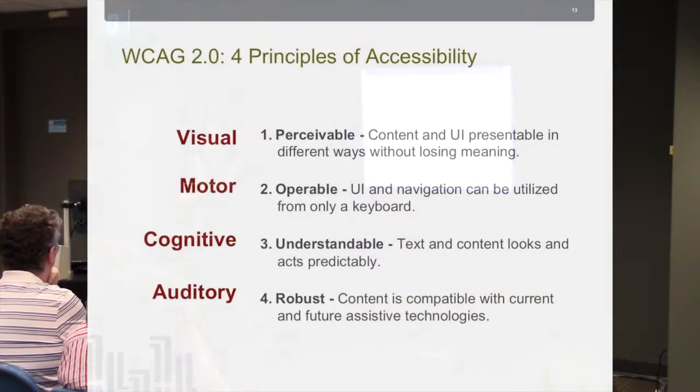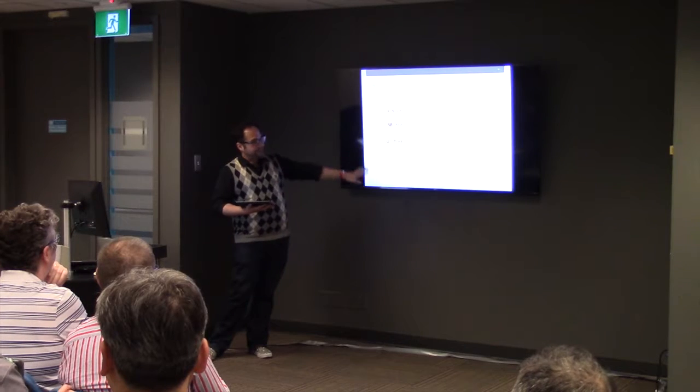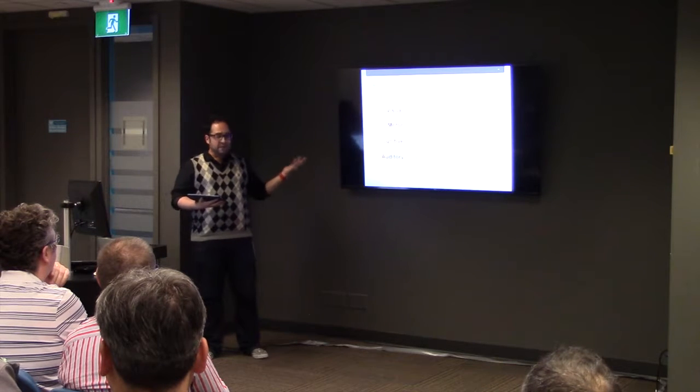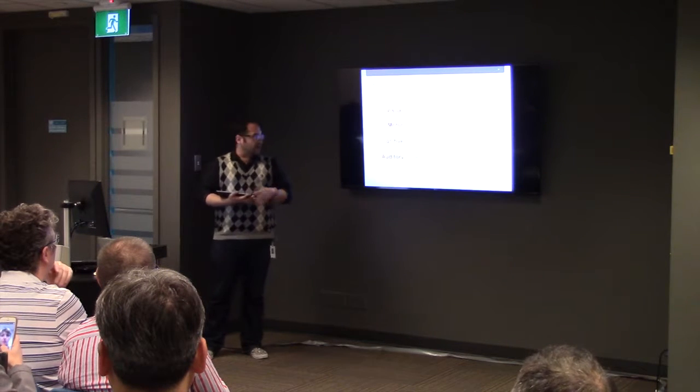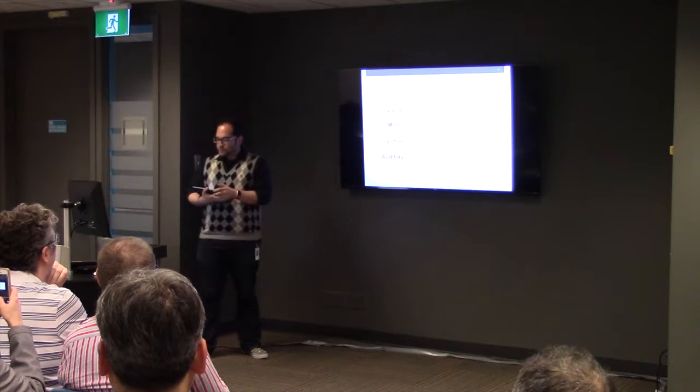If you'll notice though, these 4 principles of accessibility also map back to our 4 types of disability, so perceivable and visual. We also have motor and operable. We also have understandable and cognitive. And lastly, we also have auditory, which kind of fits in with all of these, but also if you have good auditory support, then that means that your system is probably fairly robust. So you can cover all 4 by following these 4 principles.